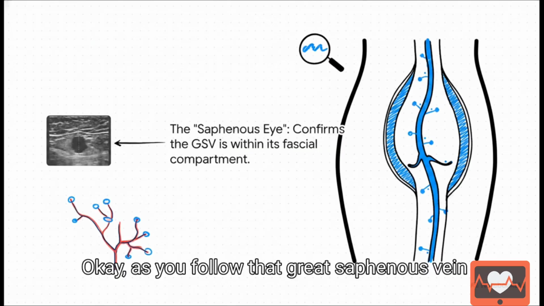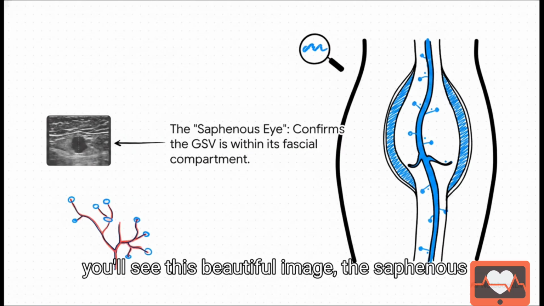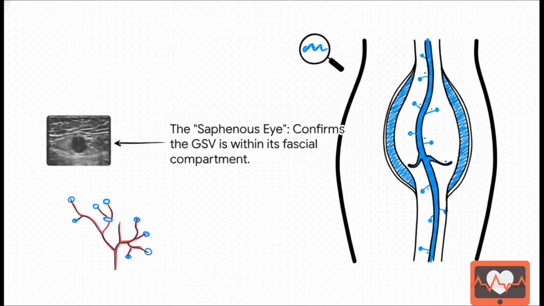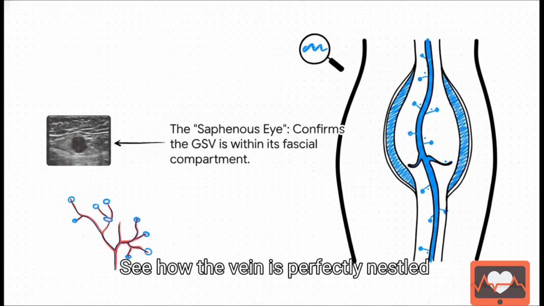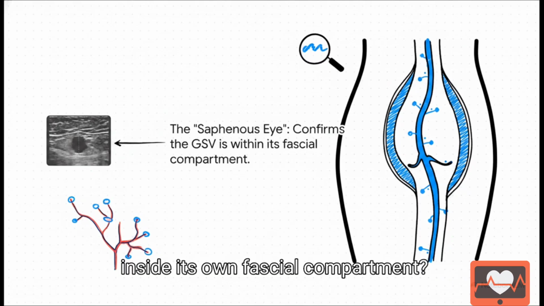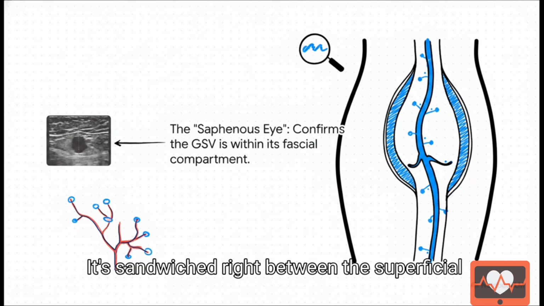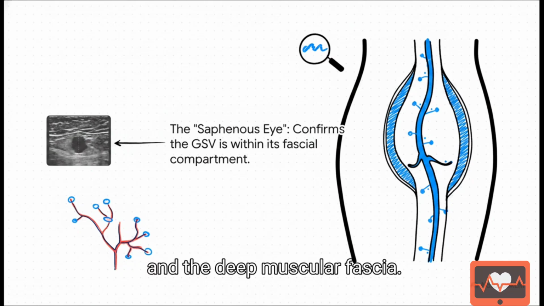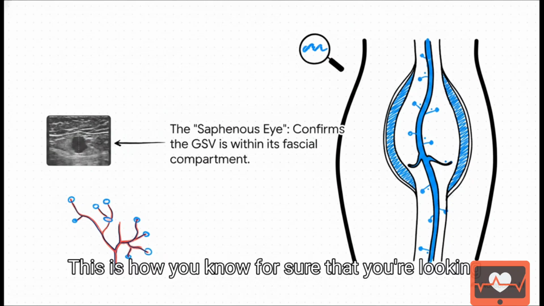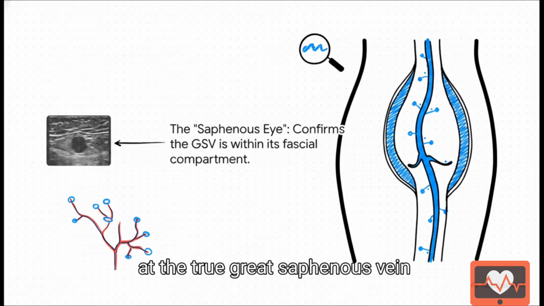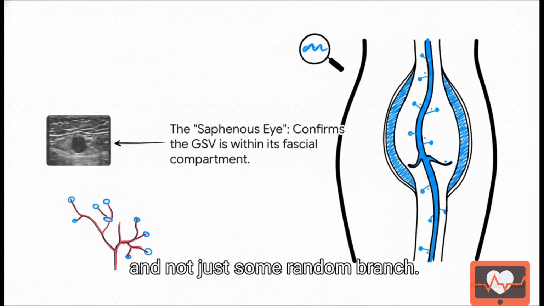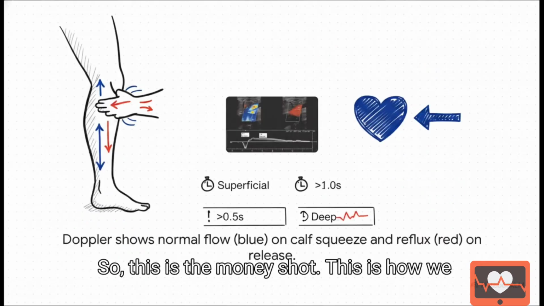Okay, as you follow that great saphenous vein down the thigh, you'll see this beautiful image, the saphenous eye. See how the vein is perfectly nestled inside its own fascial compartment? It's sandwiched right between the superficial saphenous fascia and the deep muscular fascia. This is how you know for sure that you're looking at the true great saphenous vein and not just some random branch.